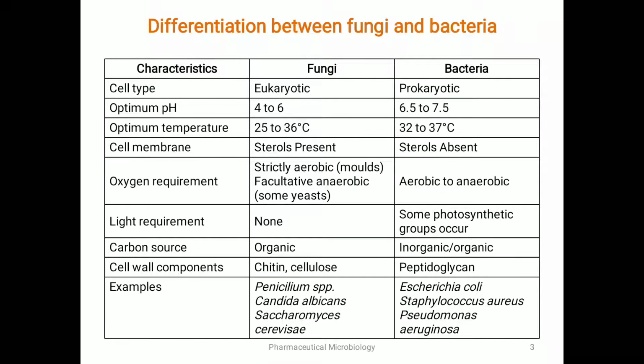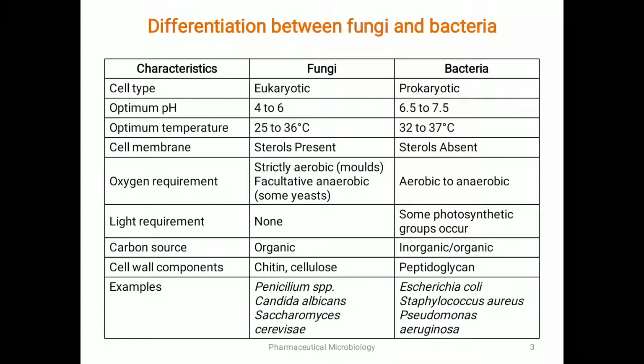Firstly, we will see the difference between fungi and bacteria. On the basis of various characteristics, the fungi as well as bacteria can be differentiated. Cell type. The fungi are eukaryotic while bacteria are prokaryotic. Fungi have a nucleus in their cell, while bacteria do not have a nucleus. Their genetic material is not surrounded by nuclear membrane. But in case of fungi, the genetic material, either DNA or RNA, is surrounded by nuclear membrane, and that's why they are called eukaryotic microorganisms.